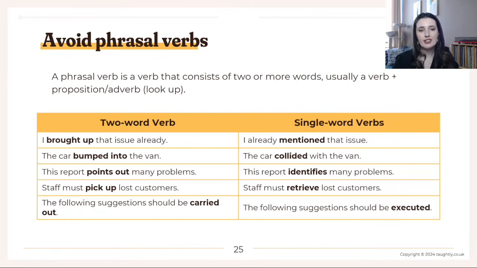The car bumped into the van. The car collided with the van. Better. This report points out many problems. This report identifies many problems. Staff must pick up lost customers.